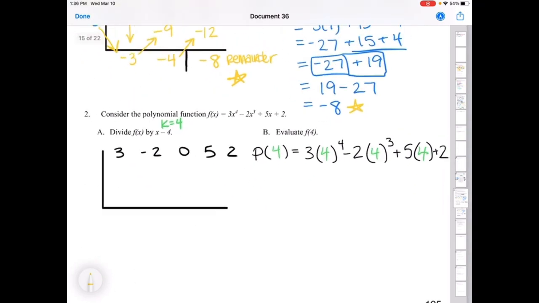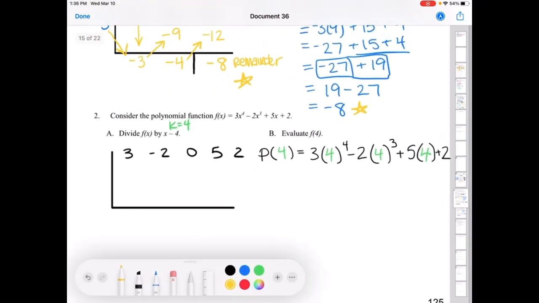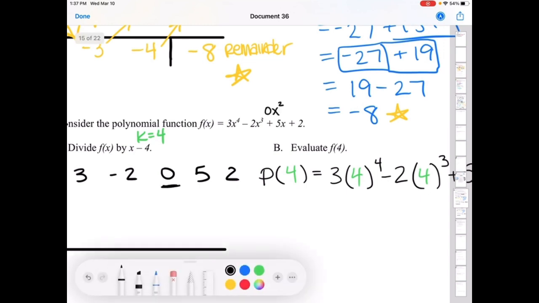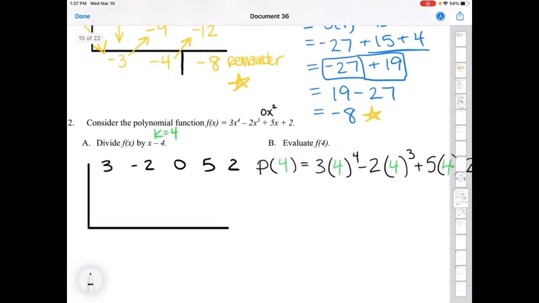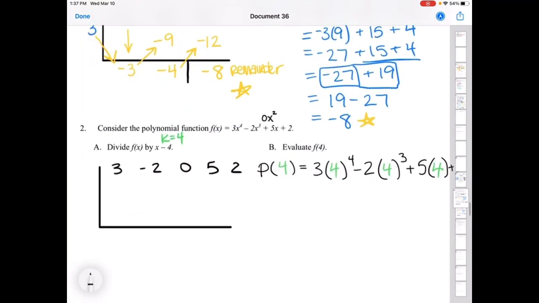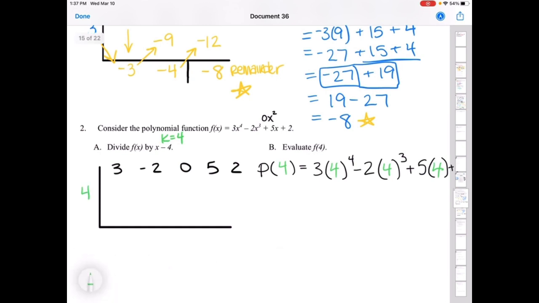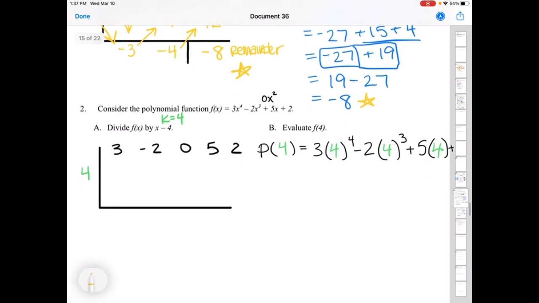Looking at another example, this example is very important because this is when our placeholders kind of come into play. I'm missing my x to the second term, so I'm going to use 0 as a placeholder for x squared. Now that I have that established, I also know I'm dividing by x minus 4, so my k value is going to be 4.